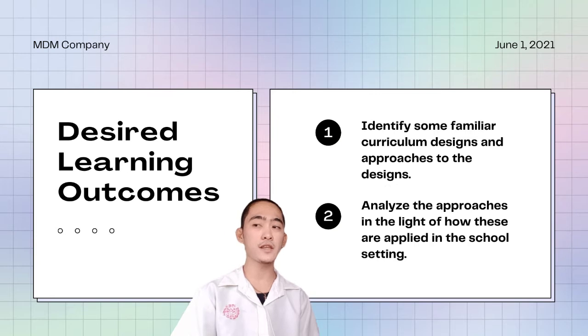Desired learning outcomes. Number 1, identify some familiar curriculum designs and approaches to the designs. Second, analyze the approaches in the light of how these are applied in the school setting.